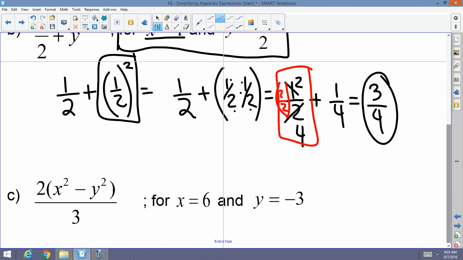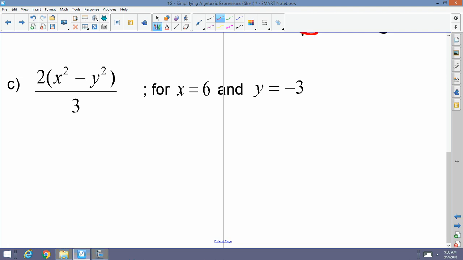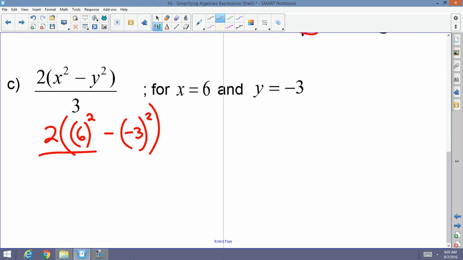Next, I've got 2 times x squared. X is 6, so I'm going to go parentheses x, which is 6 squared, minus parentheses y, which is -3 squared over 3. Be careful here, guys, especially with this one. Okay, you got to be careful here.